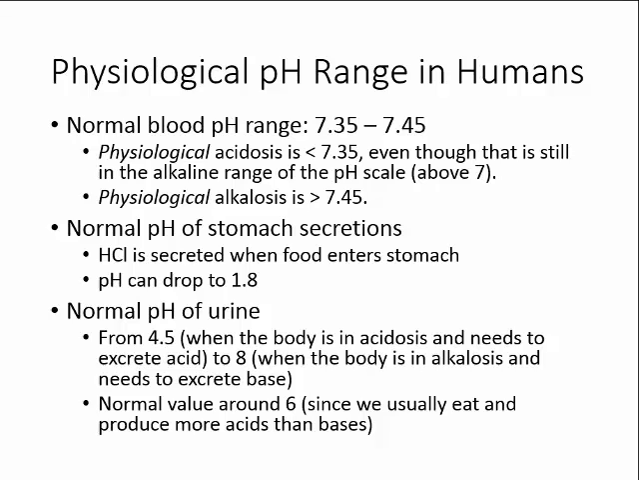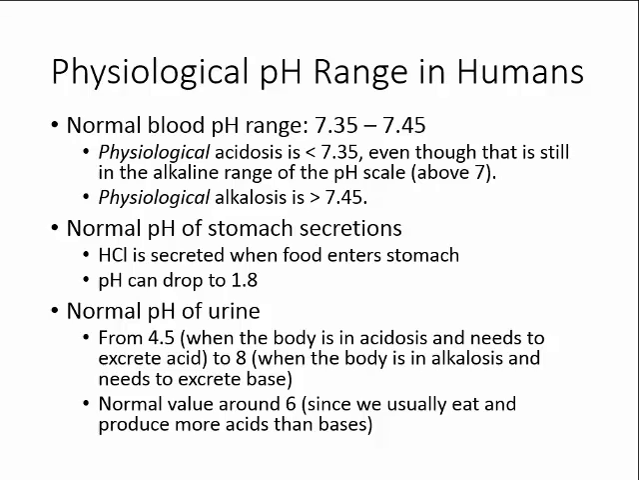In humans, the normal blood pH range is 7.35 to 7.45. Anything below 7.35 is called physiological acidosis, even though it's still in the alkaline range of the pH scale, since it's above 7. It's considered acidosis because it's below the normal level for human blood. Physiological alkalosis is anything above 7.45. That's blood pH. Other body fluids will have different normal pHs.